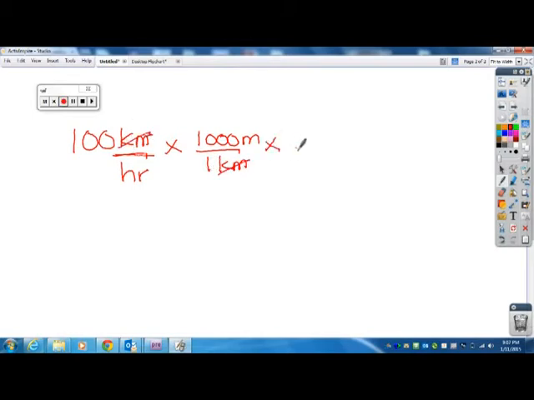Next, I want to change hours to seconds. So I know that 1 hour has 3,600 seconds. So 1 hour goes on the top and 3,600 seconds goes on the bottom, and you have gone ahead and canceled out your hours. So simply what you're going to do is calculate 100 times 1,000, and whatever you get, you're going to go ahead and divide that answer by 3,600, and that'll convert your answer to meters per second from kilometers per hour.